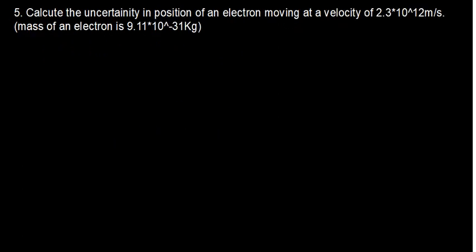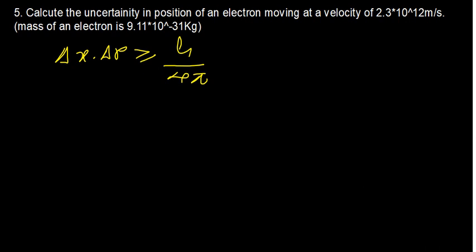Calculate the uncertainty in position of an electron moving at a velocity of 2.3 times 10 to the power 12 meters per second. The mass of an electron has been given. Whenever we are calculating the uncertainty, they are talking about Heisenberg's uncertainty principle. So change in position times change in momentum should be greater than or equal to Planck's constant over 4 pi. That is the inequality we are using.